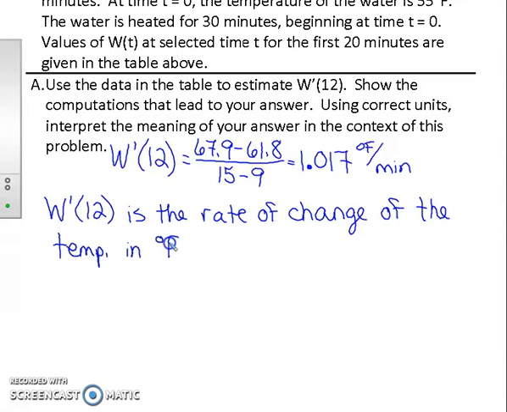in degrees Fahrenheit per minute, and you do have to specify at t equals 12 minutes because it's not the rate of change all the time, it's the rate of change specifically at 12 minutes. So you got a second point for that. So part A was worth 2 points.